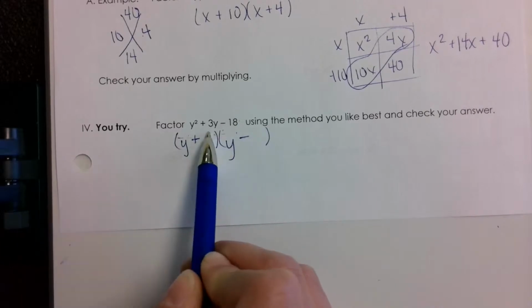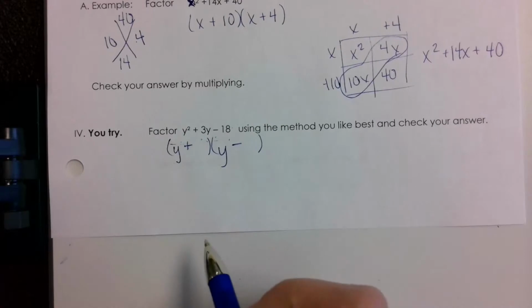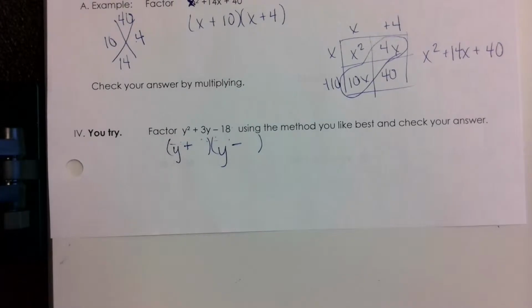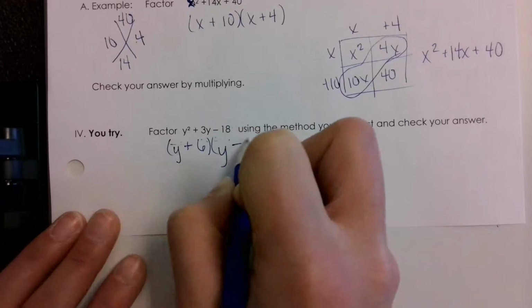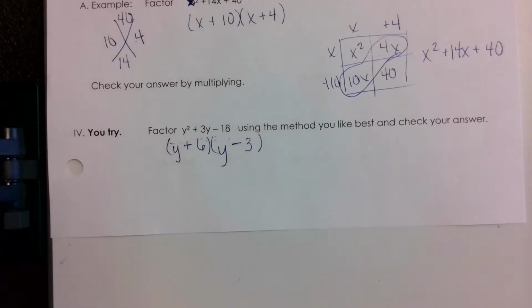So look at your factor sheet. We need factors of 18 that subtract to be 3. What do you think? 6 and 3. The big one goes first. So we'll put 6. We'll put 3. And we're done. How can we check that? Do the box. Multiply it out.